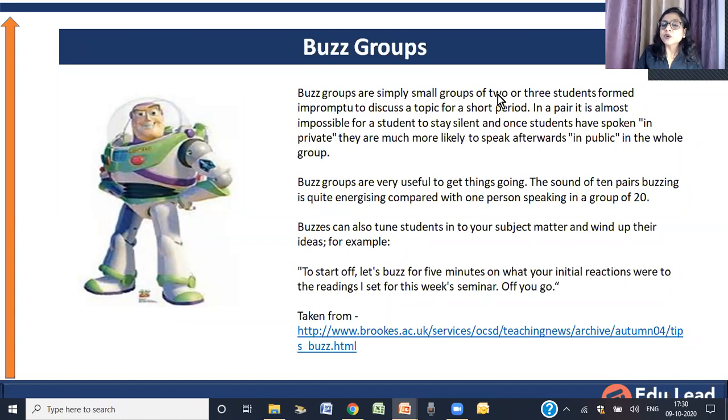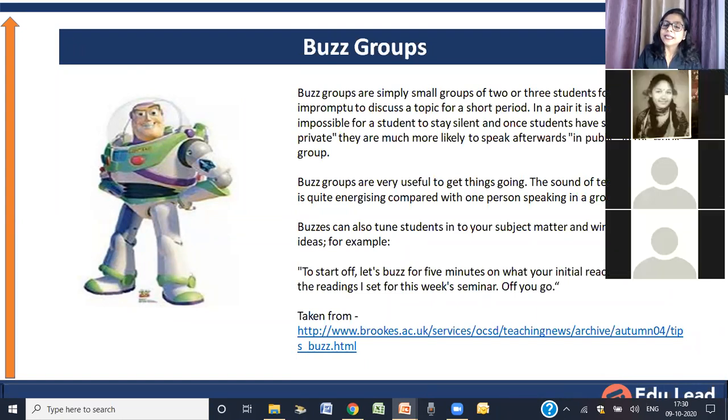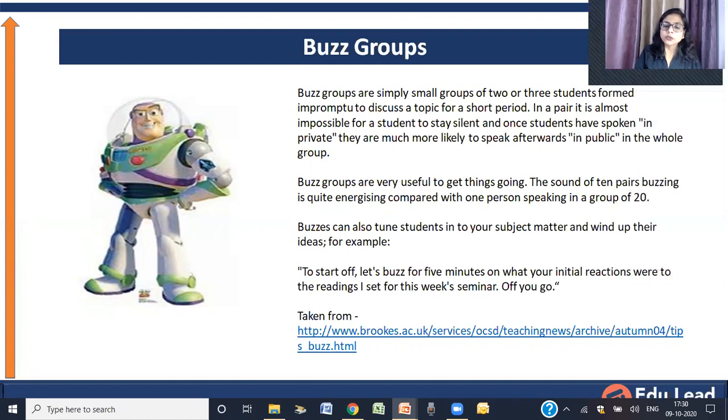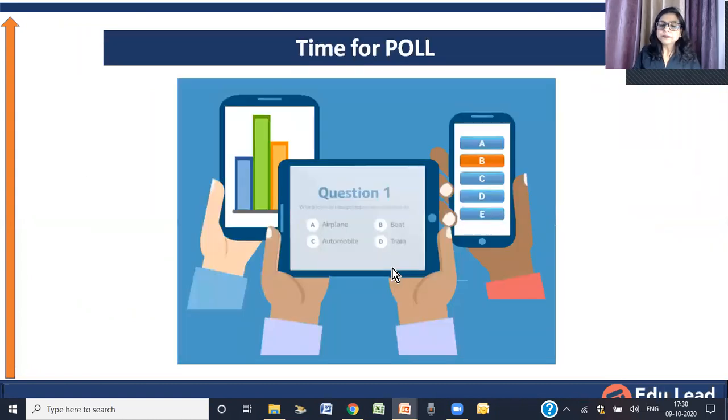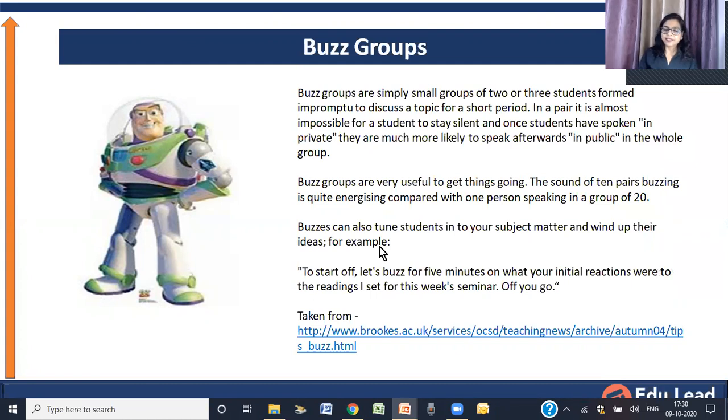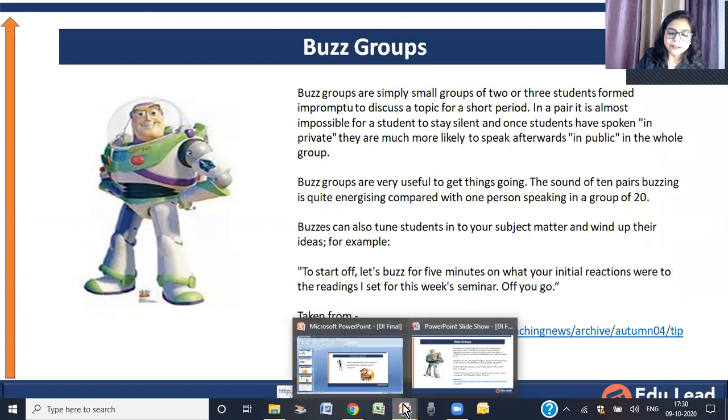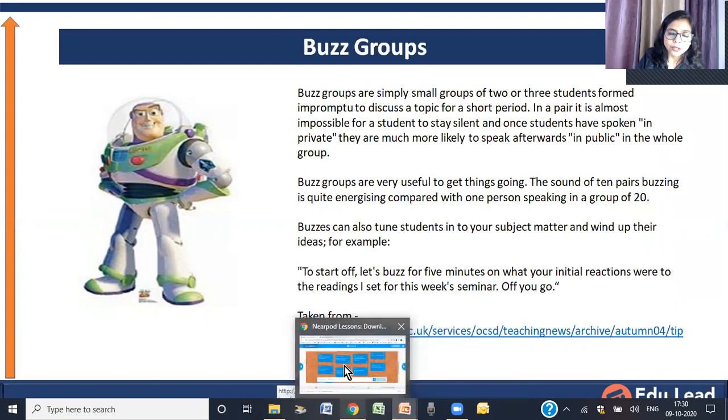So buzzing is always good if we want that the students, all of them, should be confident and they should be speaking. It's always better that you let them buzz for some time and then go in for a whole class discussion. So this is also a good way of differentiation, where you are providing support to the students who need that kind of support. Okay, so these are some of the activities for differentiation.